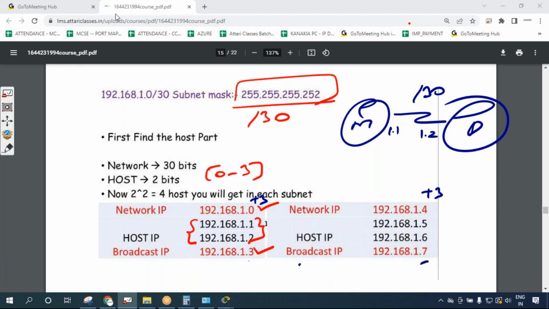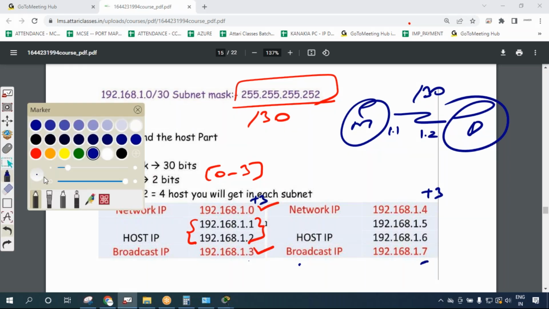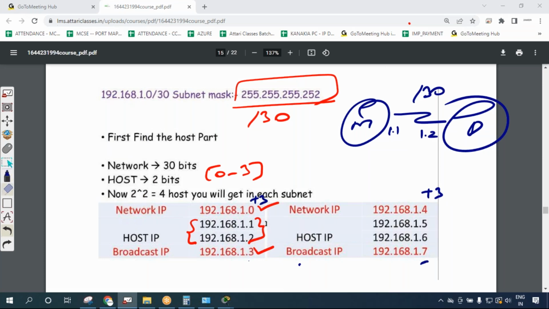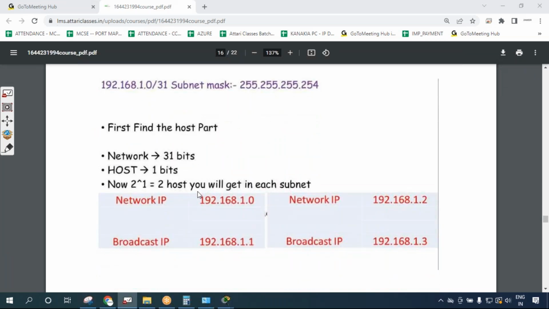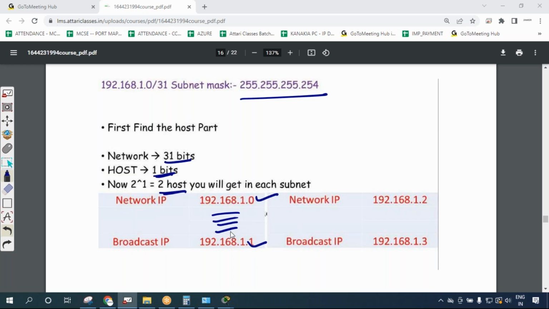Now, my dear friends, /30 gives you only 4 IPs, out of which 2 IPs in each subnet are usable. Now the next thing is /31. /31 is a complete waste. See here. 31 bits on the network side, 1 bit on the host side, 2 raised to 1 is 2 addresses. 1 goes for the network, 1 goes for the broadcast, nothing left. No usable IP address, a completely useless subnet mask. It cannot be used anywhere.